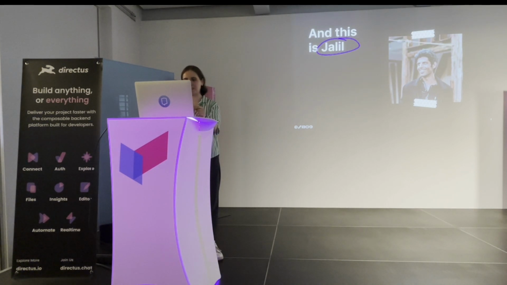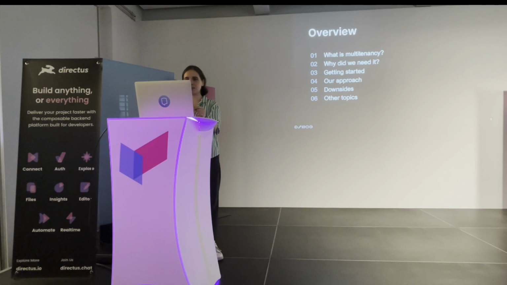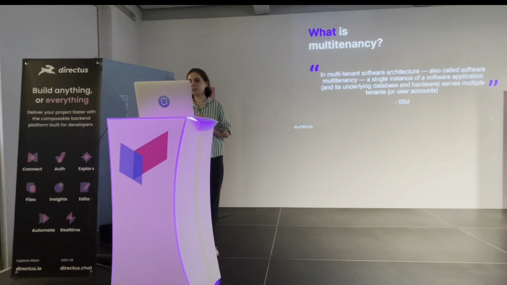Without any further delays, let's just get right into it. So basically, the structure of the talk will be defining multi-tenancy, so what it is, then the advantages, why you might need it, why it may make sense for your own projects. Then we'll do a small case study of one of our own projects where we had to implement multi-tenancy, how we approached it, how we got started, and also the downsides of our approach, and some other general topics that also came up while we were doing this implementation. So yeah, let's get right into it.